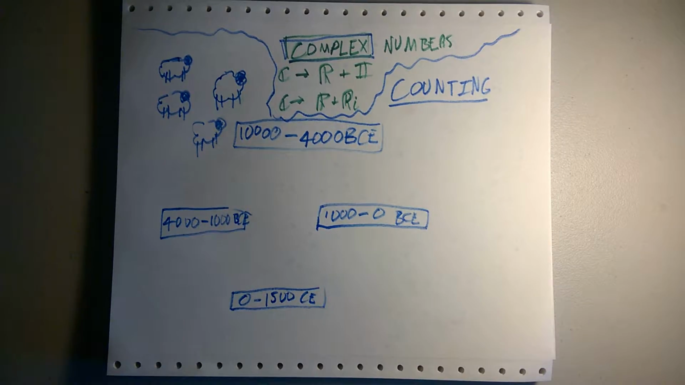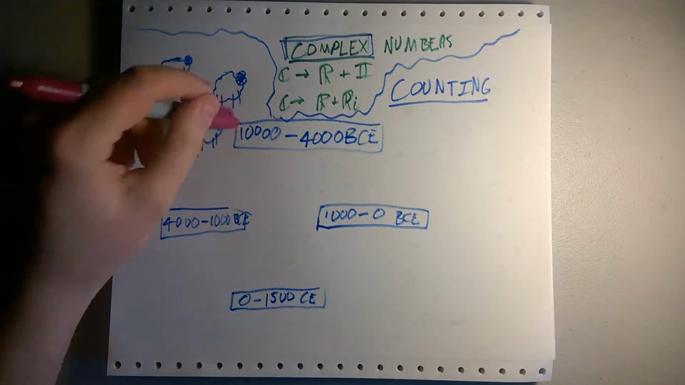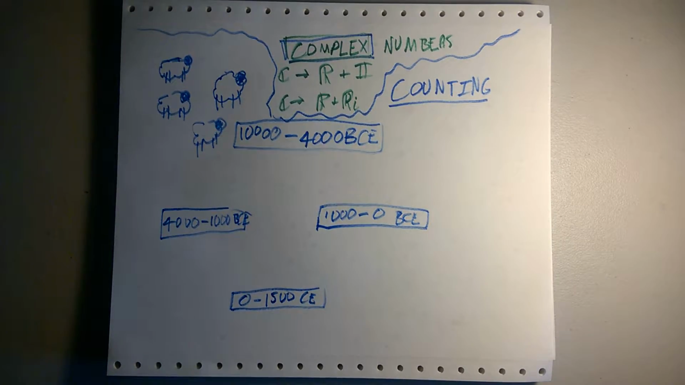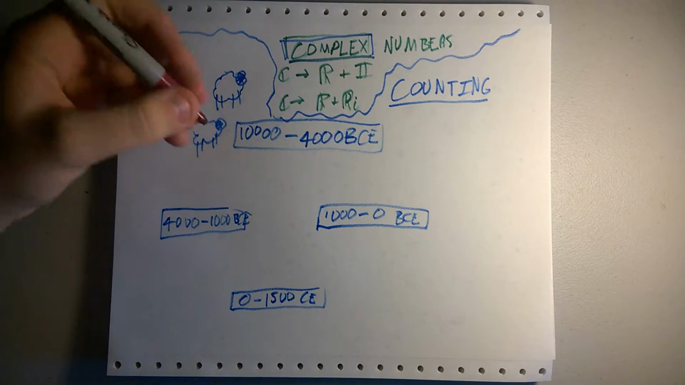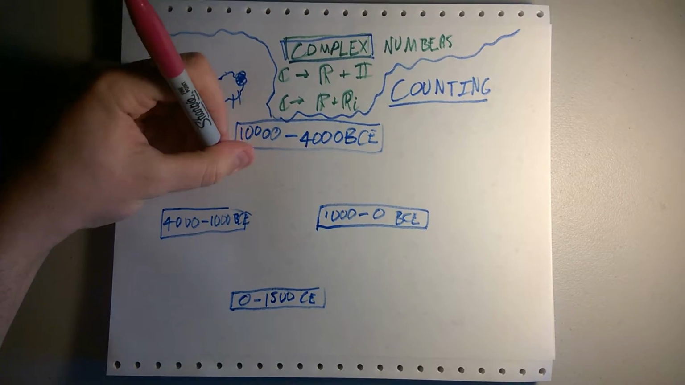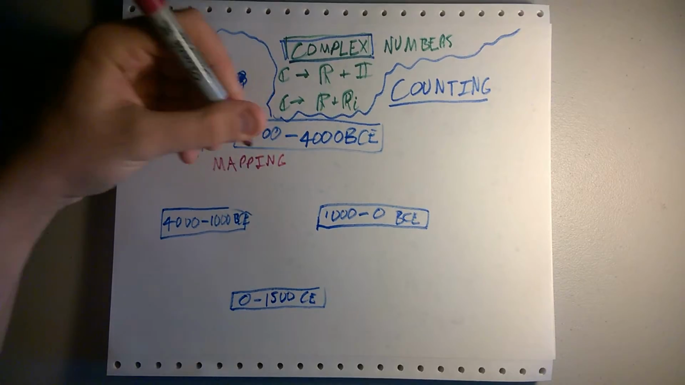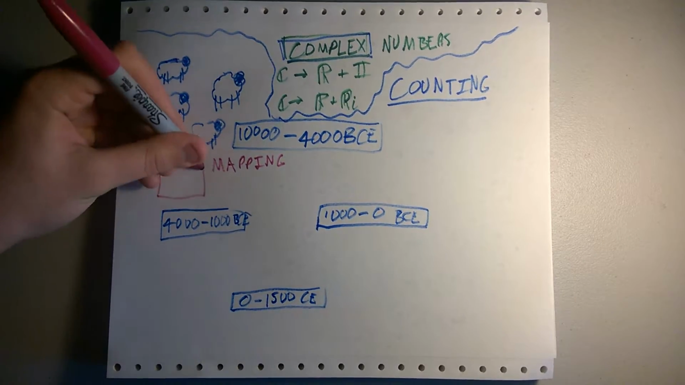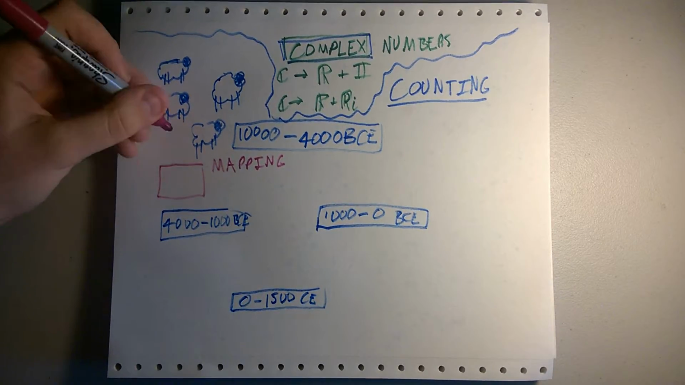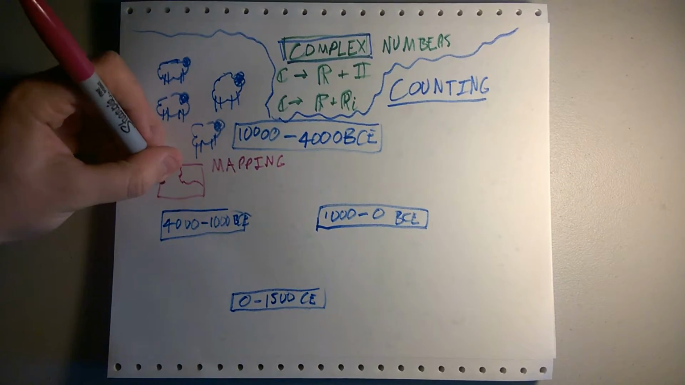So let's talk about what happened during these eras. During the years from 4,000 to 10,000 BCE, we actually did no counting whatsoever. We did this thing called mapping. And if you're thinking, oh, so they would draw a map of the land and then point at where the sheep are on the land, no, you're completely wrong. That is not what mapping is.